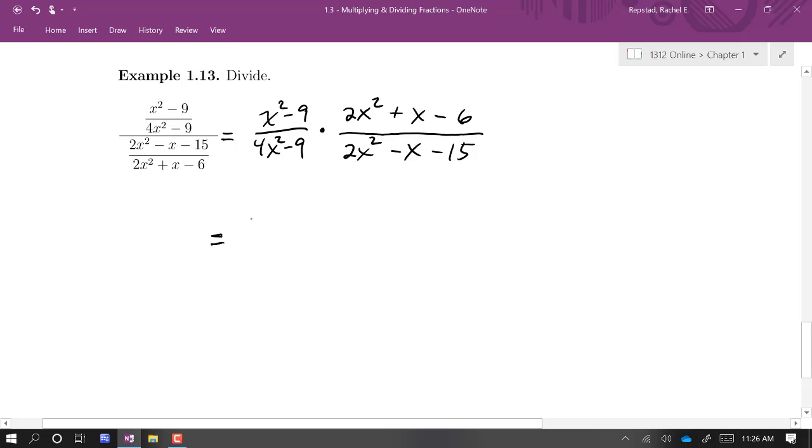So x squared minus 9, that's a difference of squares. X plus 3, x minus 3. On the bottom, 4x squared minus 9, that is also a difference of squares. 4x squared is the square of 2x. So this is 2x plus 3, 2x minus 3.